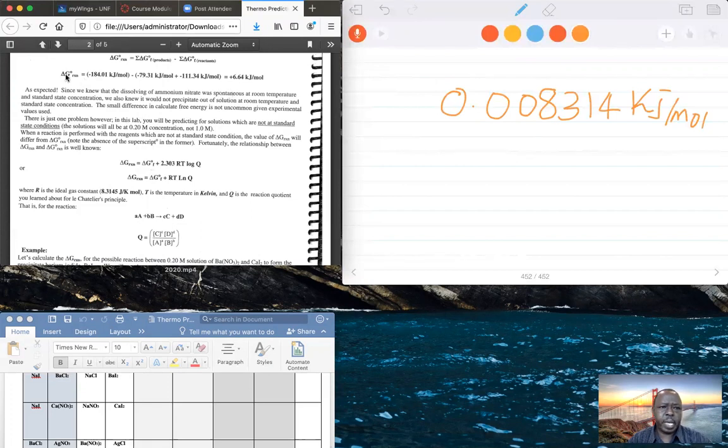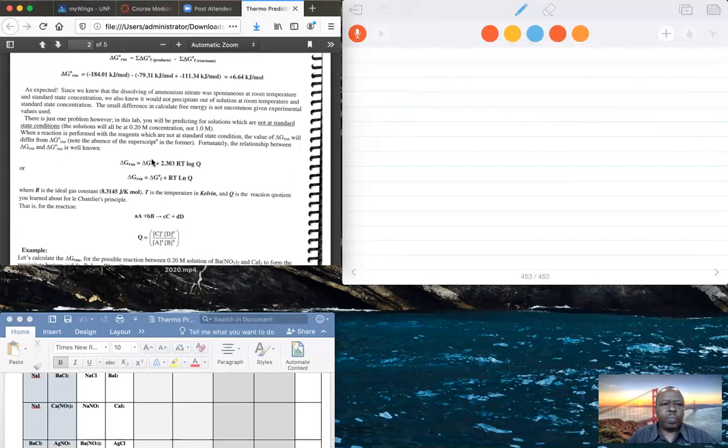Look at the top part right here. It is in kilojoules. So if you are calculating delta G naught in kilojoules, you want to make this term to be in kilojoules too, so I'll change the R value to kilojoules. And of course, the temperature is 298, and we are working at 125. Now, the concentration for the reagent will be 0.2 molar.